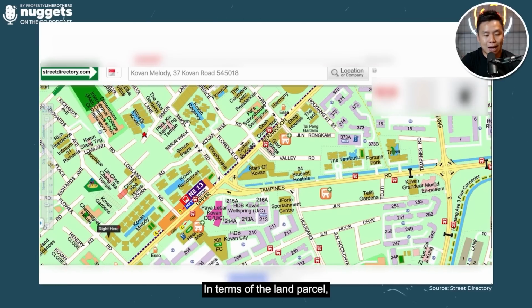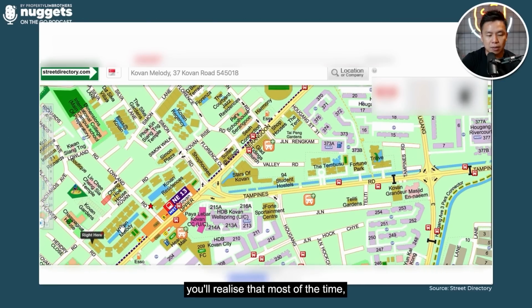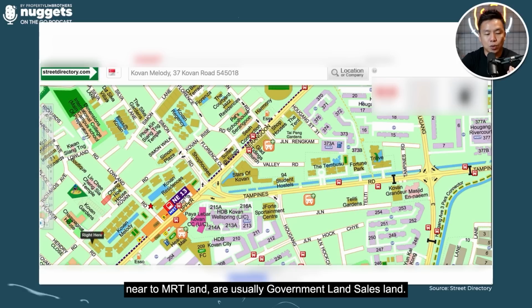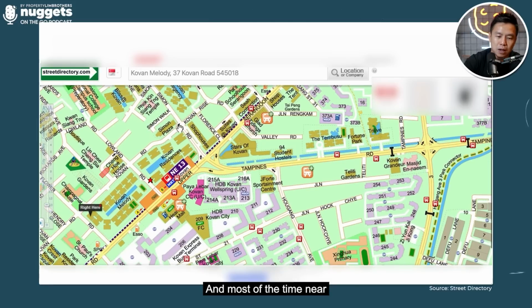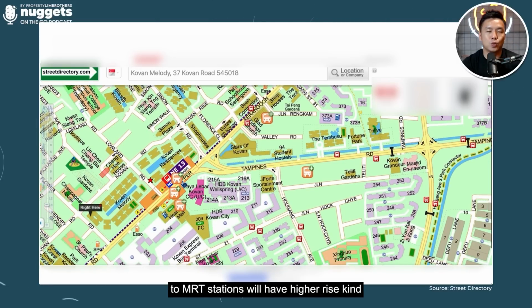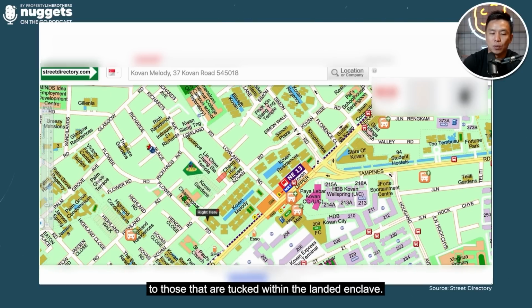In terms of the land parcel, you realize that most of the time, land near to MRT is usually government land sales land. And of course, these lands here, they are all government land sales. They are all open for tender. Developers will bid for the 99-year land to be redeveloped into a condominium project for sale to the public. And most of the time, near to MRT stations will have higher rise kind of projects compared to those that are tucked within the landed enclave.